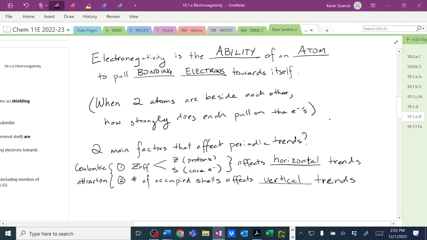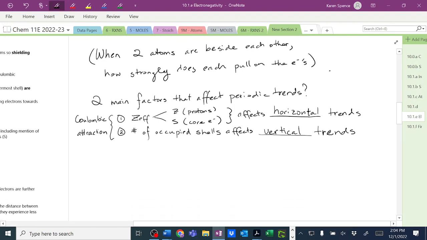Okay, so we're going to look at how these things affect electronegativity. How good is that atom at pulling bonding electrons towards itself. So as we go across a row, going that way, we want to be talking about our Zeph, right?